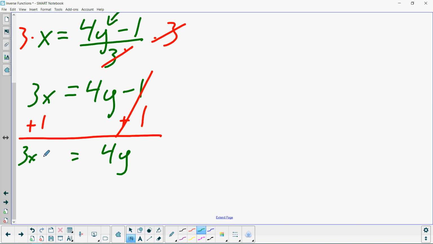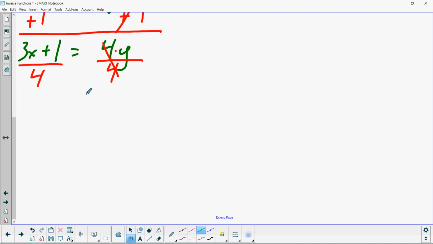Now our last step is we need to get rid of this 4. And the math operation the 4 is doing is multiplying to the y. So we're going to divide this side by 4, and we're going to divide this side by 4. You need to make sure you do the entire side on the left. So the 4's cancel, and on the right side, we're left with y. And on the left, 4 doesn't go into 3 or 1, so we can't reduce this, so we'll just leave it like that. So this is 3x plus 1 all over 4.